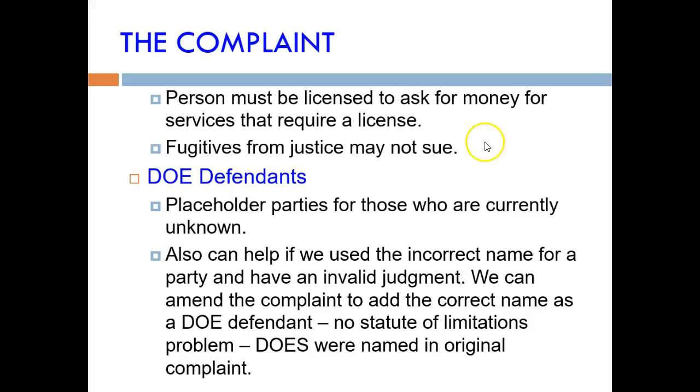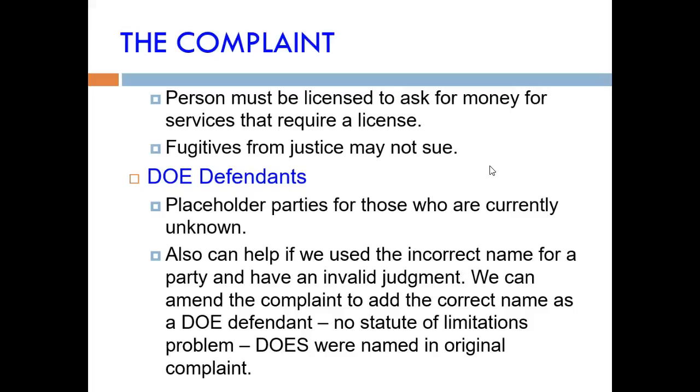Okay, let's look at DOE defendants because it's an interesting topic. What happens if you're suing someone and you sort of know there's a chance that other people might be liable to you, but you don't know who they are? Let me give you a good example. You were involved in an auto accident, and you know the name of the person who was the driver of the other car who caused the accident. You know the license plate of the car that caused the accident, but you don't know who owned the car. You don't know if it may have been negligently entrusted to this person.